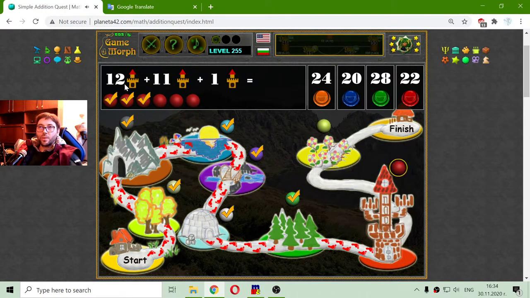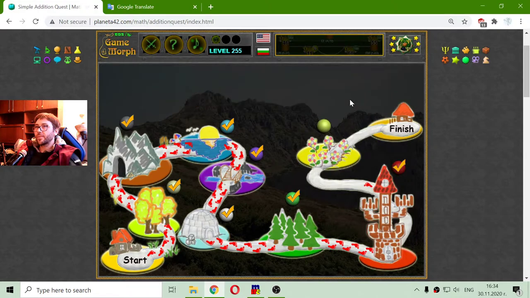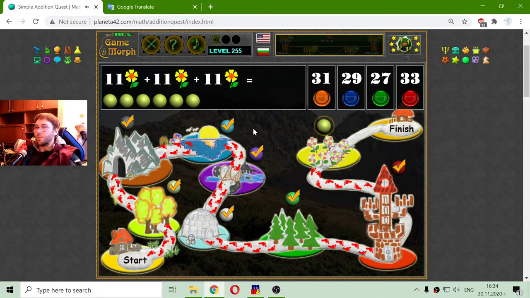Then I have 12 castles plus 11 castles plus 1 castle. This is just 24 castles. What's that? 10 castles plus 15 castles, 25 plus 4. That is 29 castles. 6 castles plus 14 castles is 20, and adding 8 is 28 castles. And I'm moving to the last location.